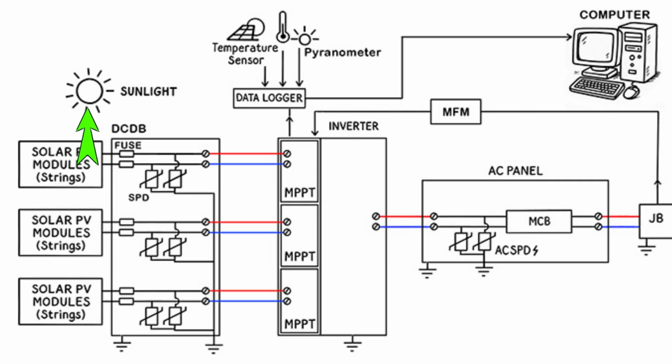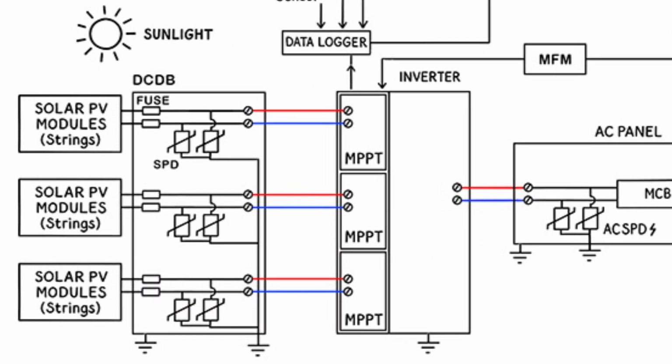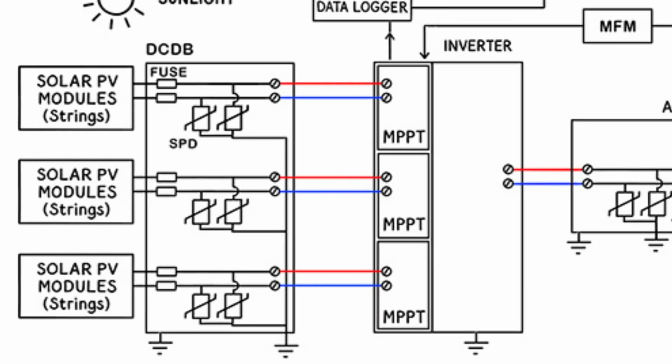Now look at the solar PV modules. These panels are connected in series to form strings. When sunlight falls on the panels, they produce direct current or DC electricity. This happens due to the photovoltaic effect. The output of each string is DC power.